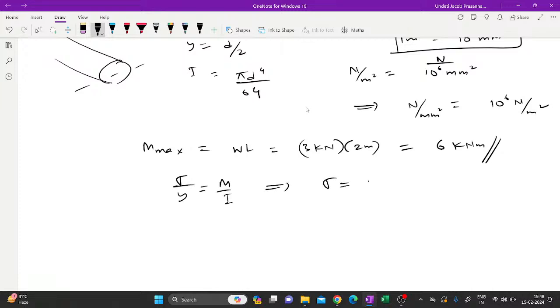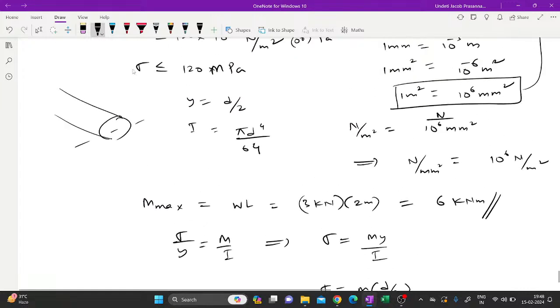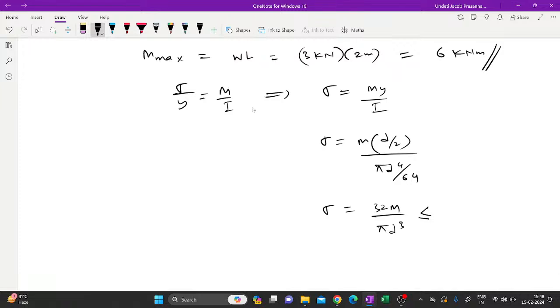This implies sigma is equal to M y by I. Sigma is equal to M into y, d by 2, by I, which is pi d power 4 by 64. You'll get sigma is equal to 32 M by pi d cube, which should be less than or equal to 120 megapascal, or 120 into 10 power of 6 Pascal, or Newton per meter square, which is the SI unit here.